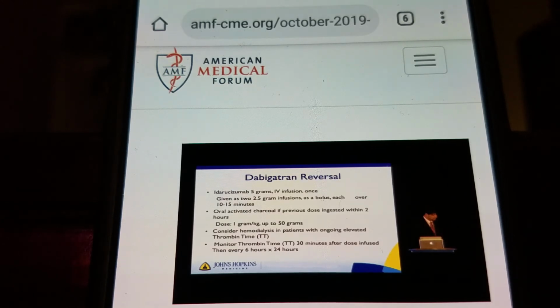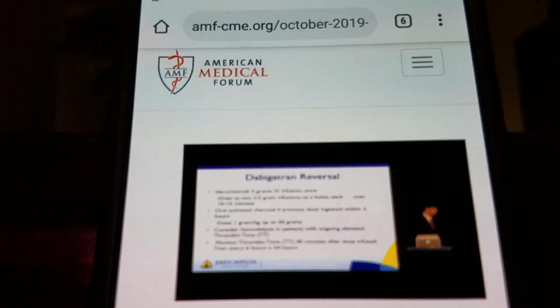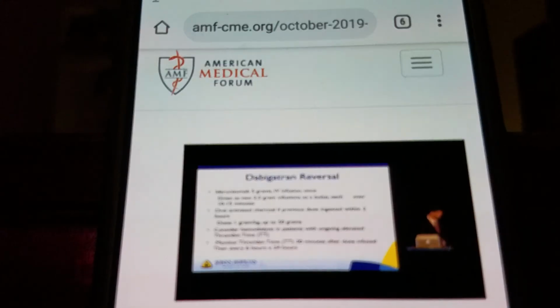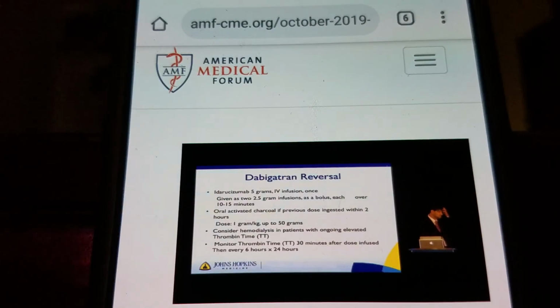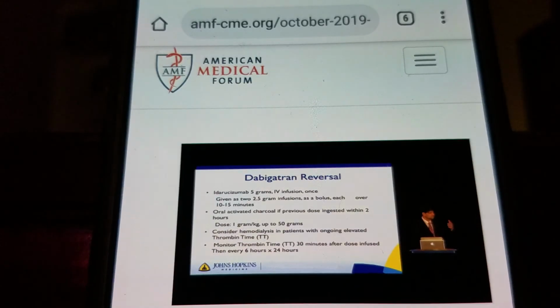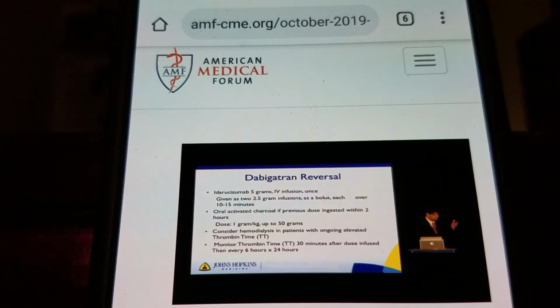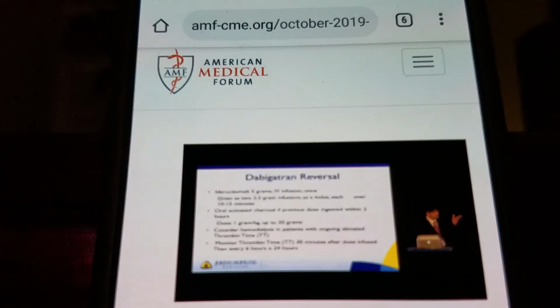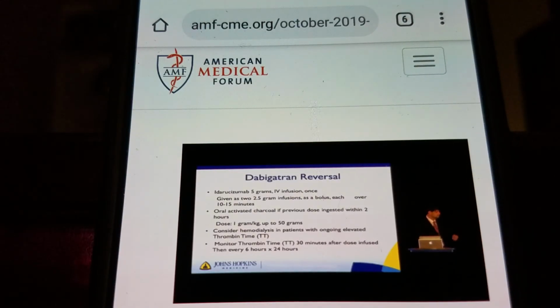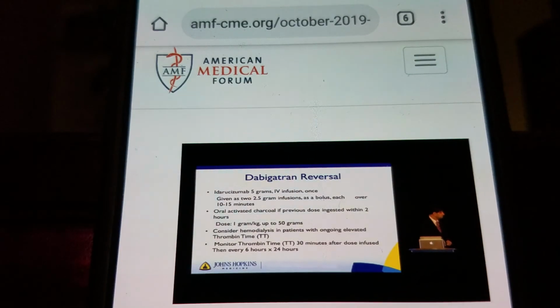So it's very important to know which drug you're on before you can reverse anticoagulation. For dabigatran, the reversal agent is idarucizumab. It's an IV infusion. There are very specific dosing guidelines. Most hospitals are actually pretty good about keeping this drug. When it comes to consideration of reversal, it's not super expensive. It costs about $6,000 or $7,000 for a dose, which may really be worth it for saving someone's life.